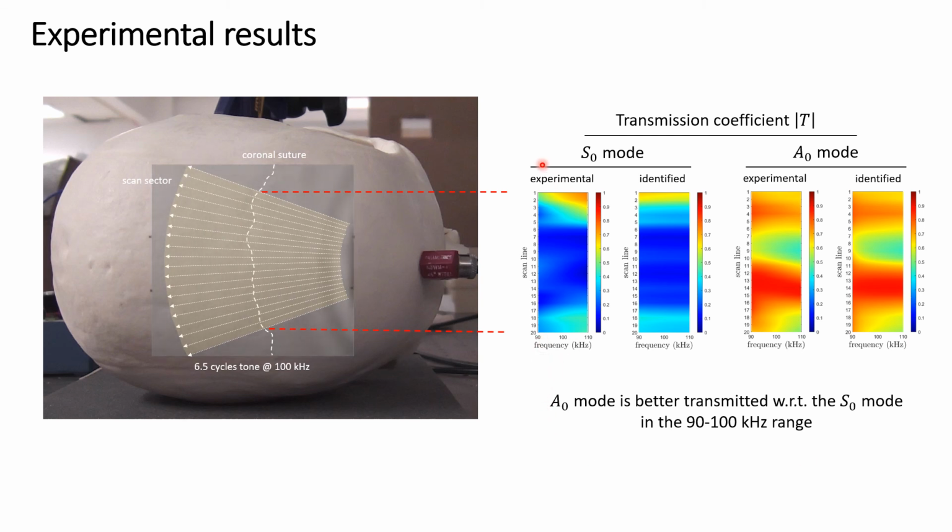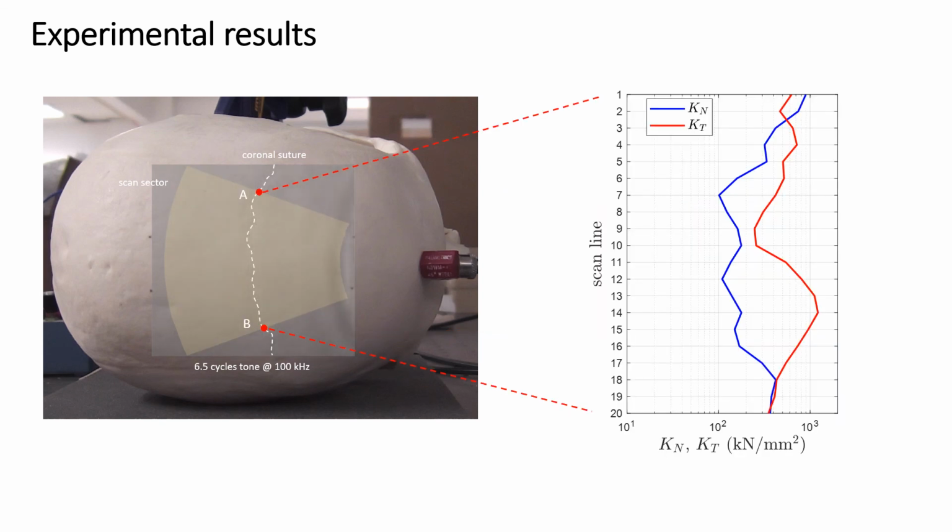When we plug the experimental transmission maps for the S0 mode and the A0 mode into the identification algorithm, and we solve with respect to alpha n and alpha t, we find that the theoretical transmission maps for the S0 and the A0 modes are in very good agreement with the experimental maps. So this indicates that the simplified law that we adopted for Kn and Kt is appropriate for this specific frequency range and wavelengths. In this final slide, we can observe the variation of Kn and Kt when we move from point A to point B along the coronal suture.